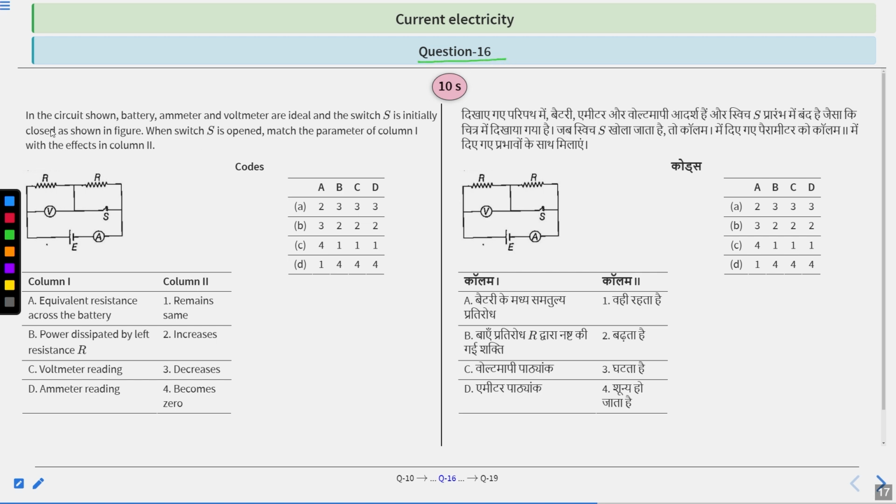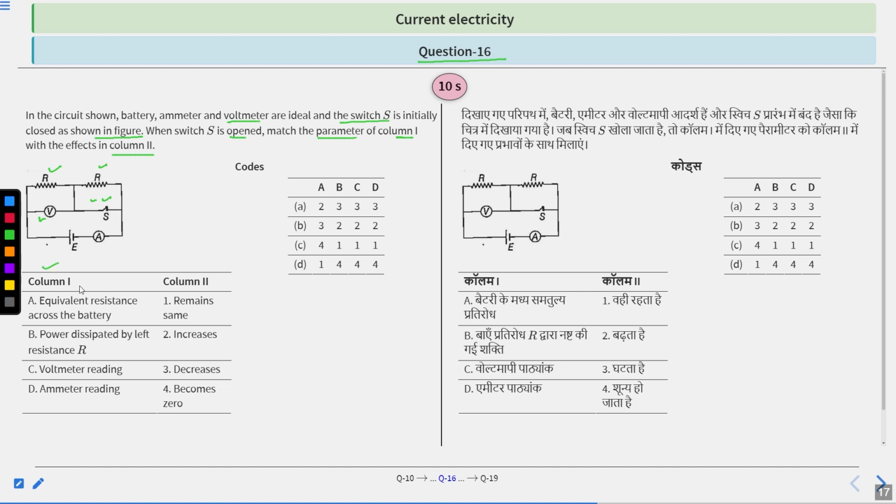Question is, in the circuit shown, battery, ammeter and voltmeter are ideal and the switch S is initially closed as shown in the figure. This is resistance R and voltage V, and this is the switch. When switch S is open, match the parameters of column first with the effects in column second.